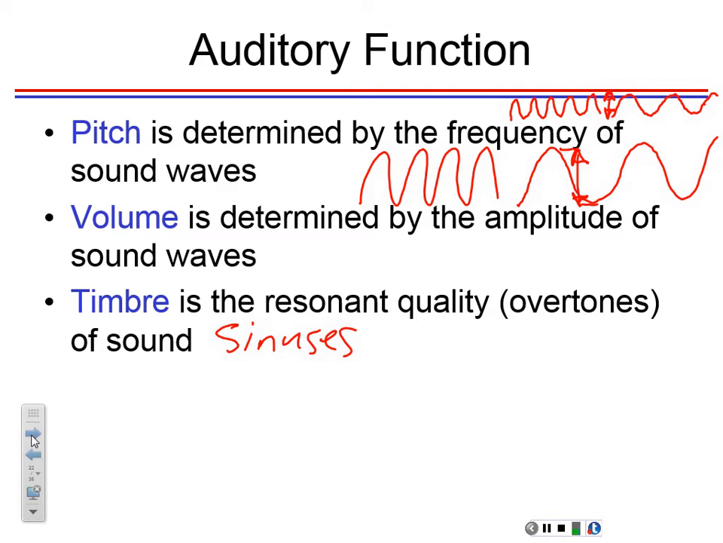Okay, so timbre is the resonant quality, or the overtones, or just sort of the richness of the voice. All right. So I need you to be able to explain all this, and how we determine pitch, and how we determine volume, and then the timbre, of course. All right. Got to be able to explain that.